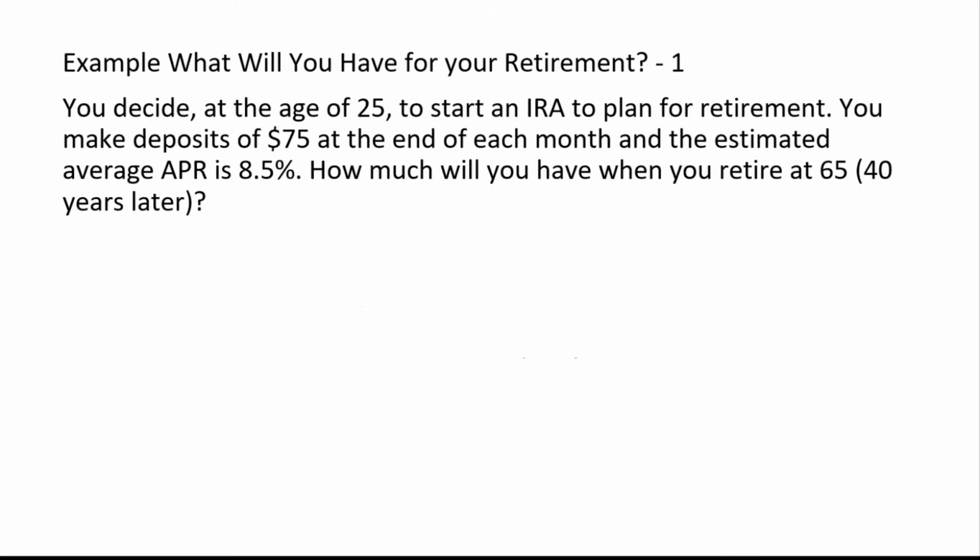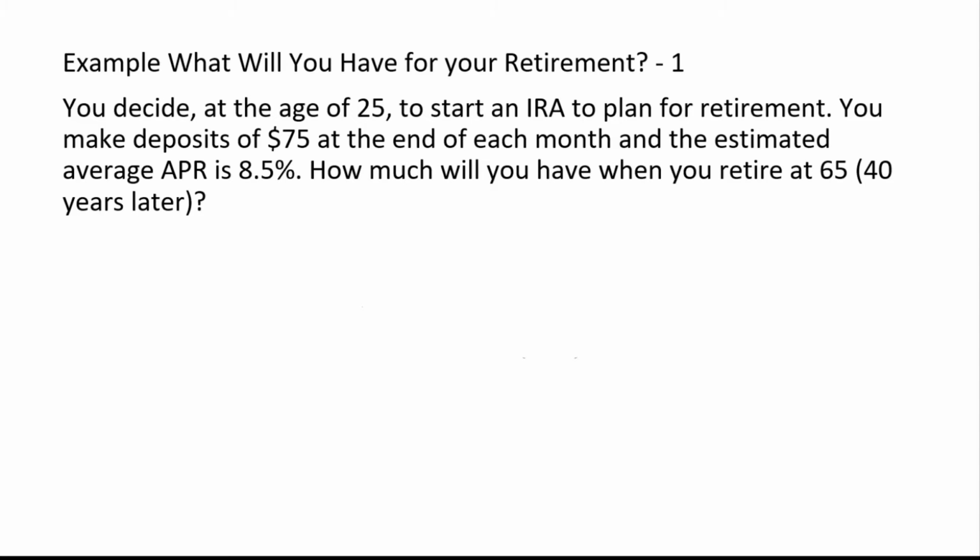So, example, what will you have for your retirement? You decide at the age of 25 to start an IRA. IRA stands for Individual Retirement Account to plan for retirement. You make deposits of $75 at the end of each month, and the estimated average APR is 8.5%. How much will you have when you retire at 65, which is 40 years later?